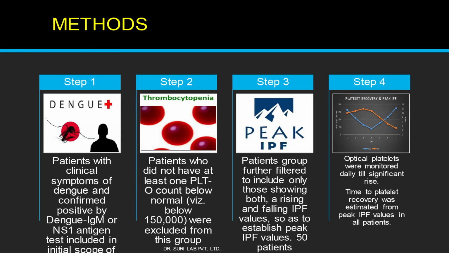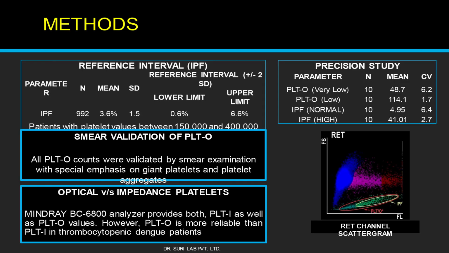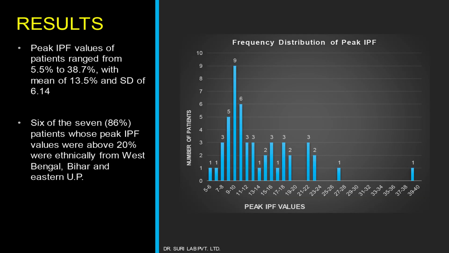Then we monitored optical platelets for these patients daily till a significant rise, and time to recovery from the peak IPF values was calculated for each one of these patients. We first established the biological reference interval for IPF, which was up to 6.6% using 992 patients. All the patients were smear validated to look for platelet aggregates or giant platelets. We also did a precision study to look at the CV percentage. At very low normals, the CV was 6.2% for optical platelets, and for IPF it was 6.4%, which was pretty robust.